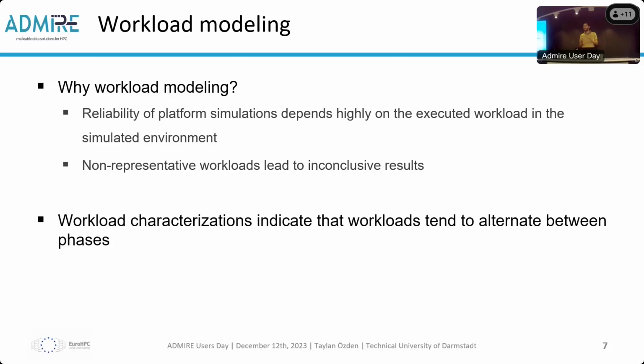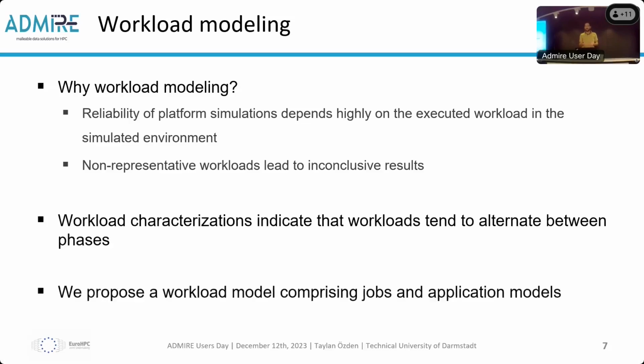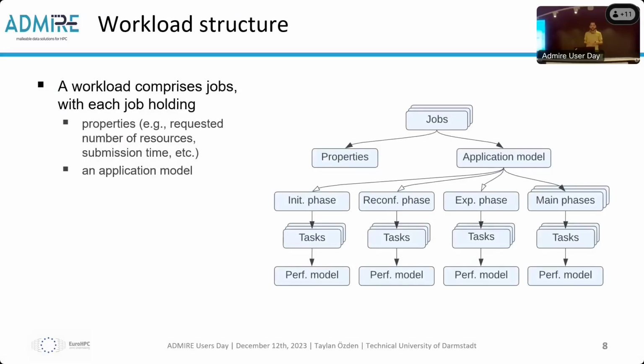And this is a classic pattern we see often in workload characterizations. Therefore, we have proposed a workload model that comprises jobs and application models. On the right side, you can see our workload structure. A single workload, in our case a scenario, comprises a set of jobs, and each job holds properties, things like the number of resources, maybe priority, submission time, etc., and an application model.